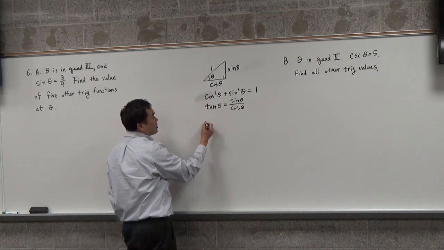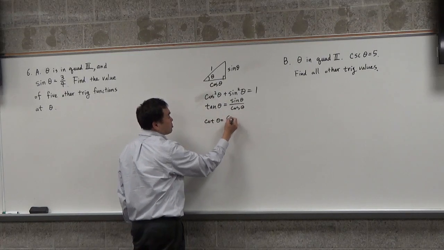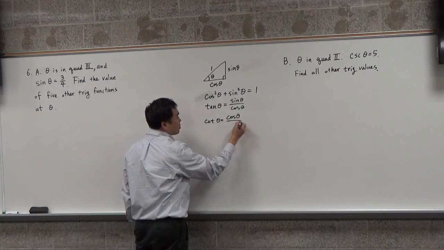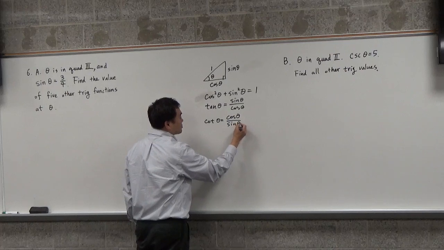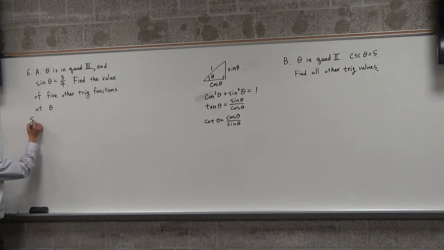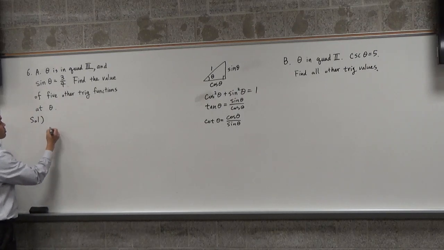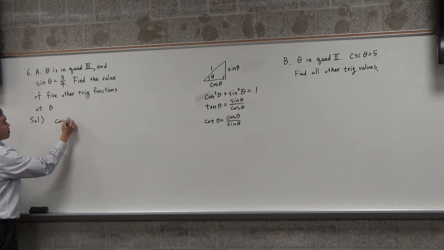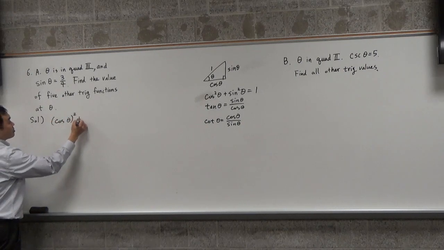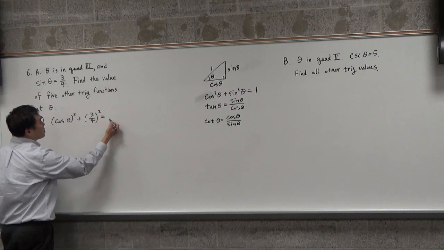And accompanying this, because cotangent is the reciprocal of tangent, you should also know that cotangent is cosine over sine. So these will be the formulas that we use to find the values of other things. So for the solution, you start out by using that first formula. You say cosine theta squared plus (3/4) squared equals 1.